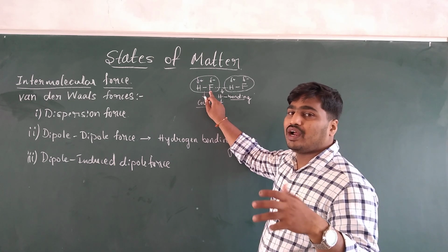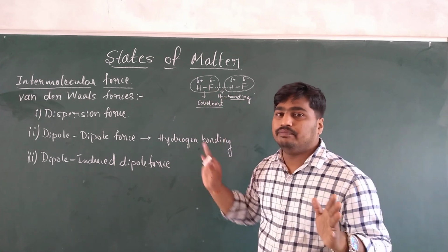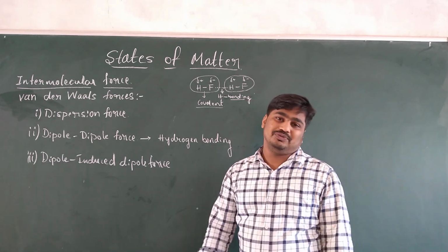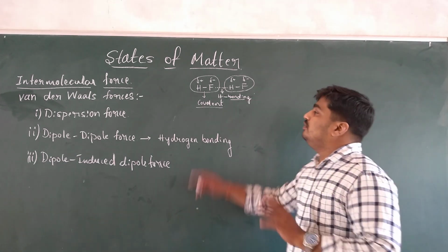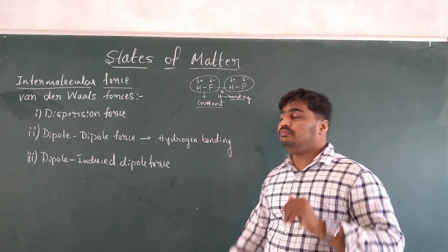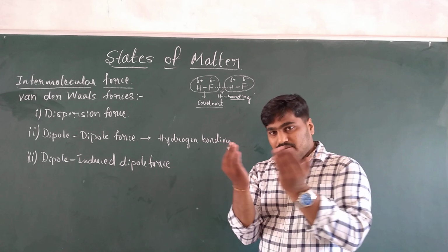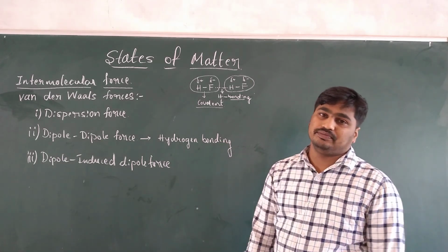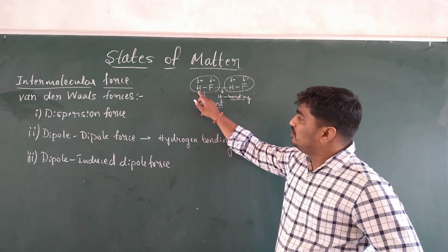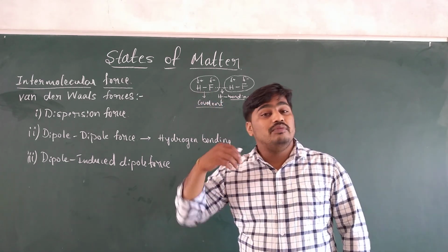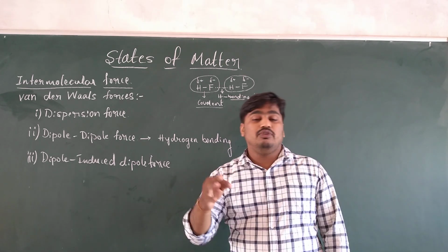There is no condition of fluoride only. It may be any other more electronegative atom also. Fluoride is more electronegative. When bonding takes place between a more electronegative atom and the hydrogen, that bond is called hydrogen bonding. Not this one. This one is also a bond between the hydrogen and fluoride, but it is in the molecule, whereas this is between the molecules.